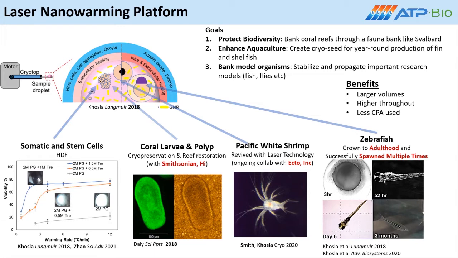Hi, I'm going to talk about what we do in this group, which centers around laser nanowarming. The main concept to understand is that we cool droplets with biological material in them down to cryogenic temperatures, and with the help of cryoprotectants, we can turn these materials into a glass, which avoids ice crystallization. We can then store them for indefinite periods of time.